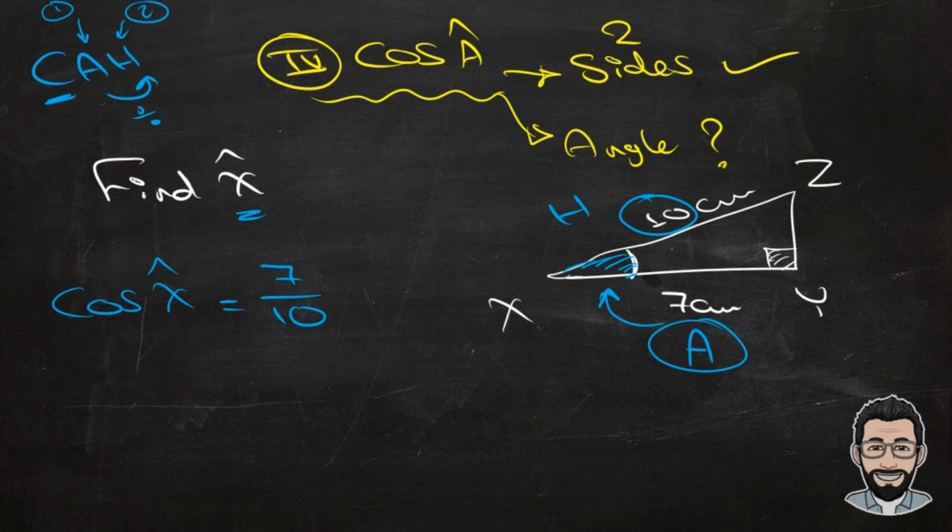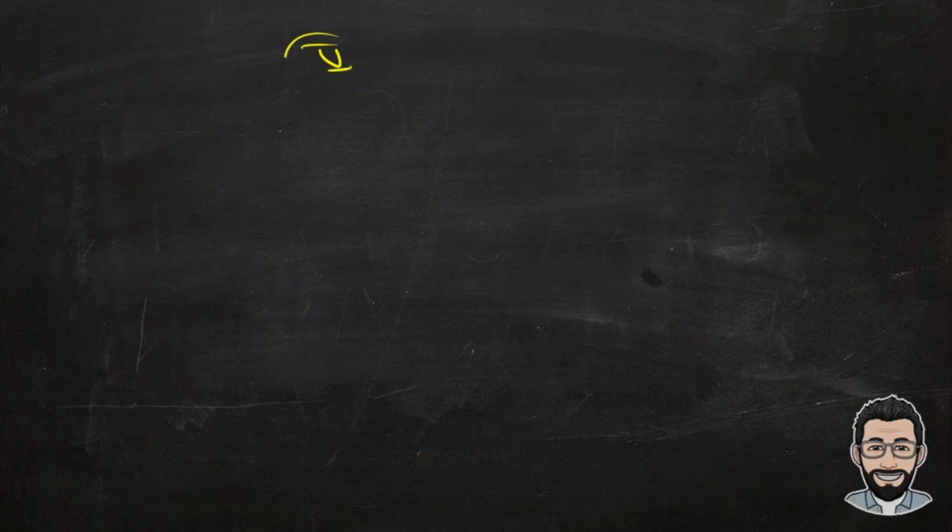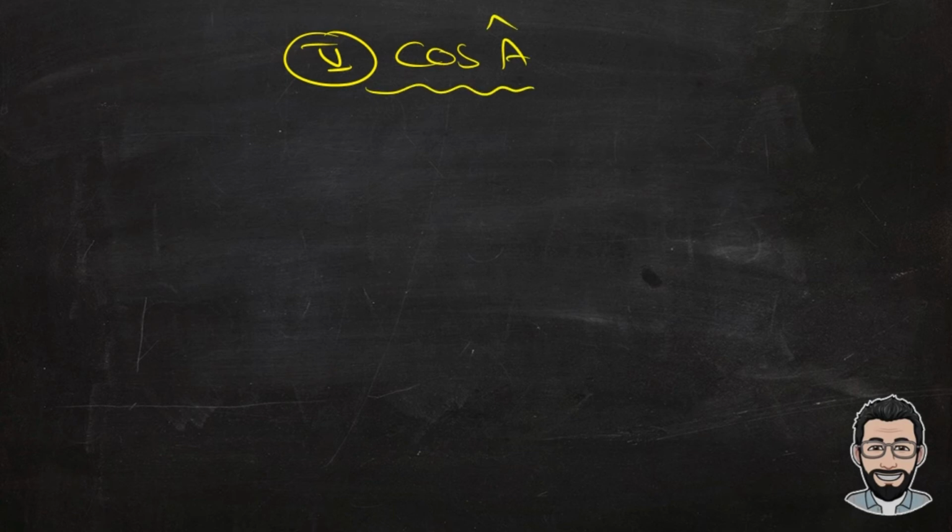So now how can I cancel cosine? By writing cosine -1 in both sides. Cross these together. So angle X equals cosine -1 of 7 over 10 equals 45.6 degrees. The fifth idea of cosine angle A is that I'm going to give you a side and an angle, and your goal is to find another side.